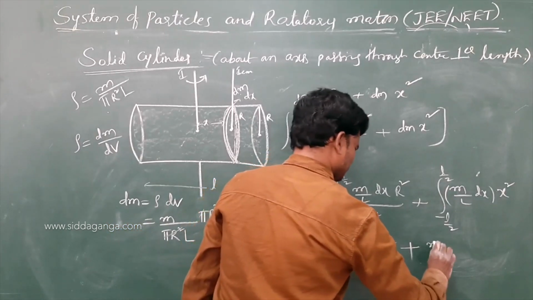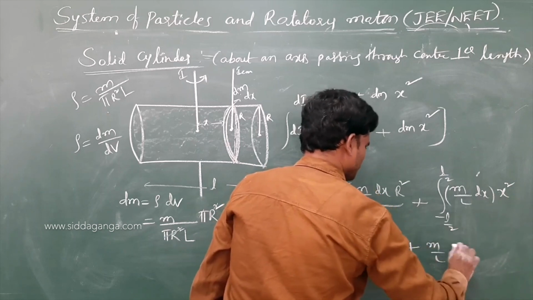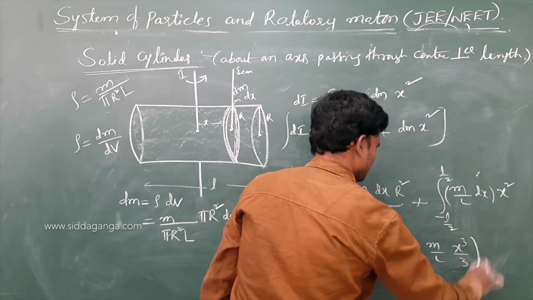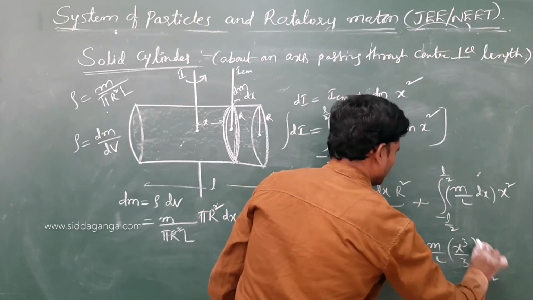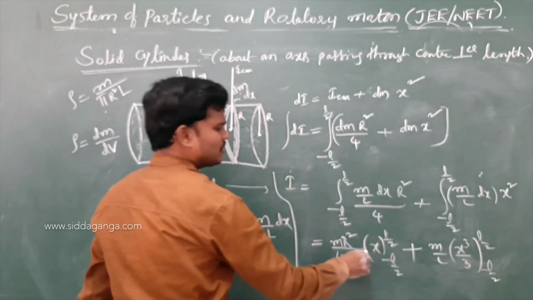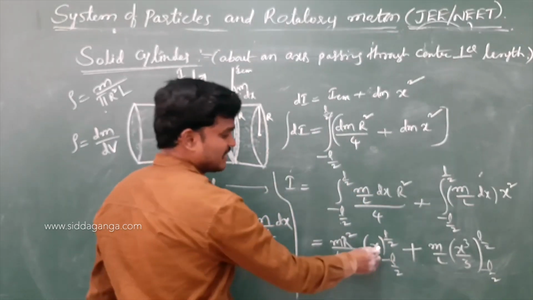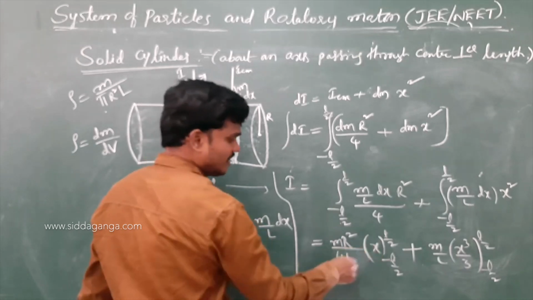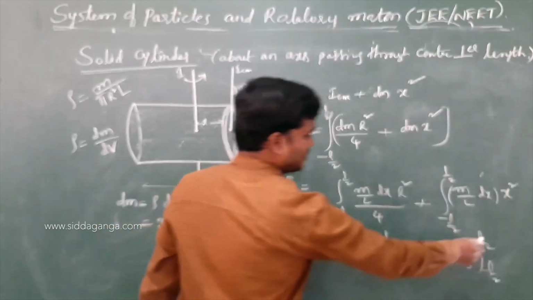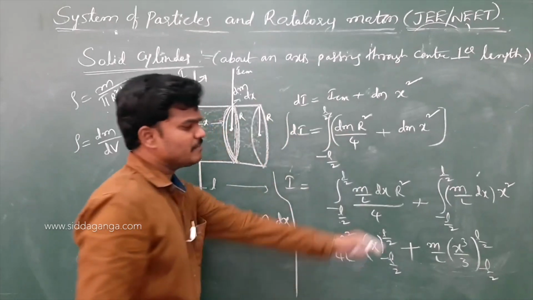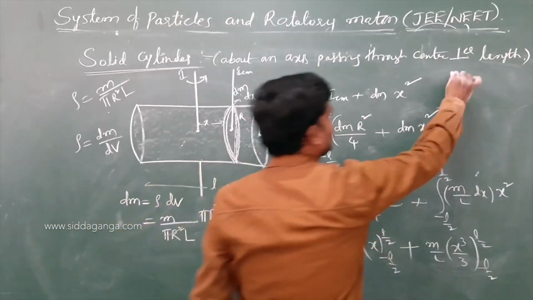Plus m by L is outside. X square integrates to x cube by 3. Apply the integration properly, L by 2 to plus L by 2. This is L by 2 minus of minus L by 2, minus of minus is plus, so this is L. L cancels here. Substitute the limits: L by 2 cube, L by 2 cube. You will get m L square by 12. So let me write here directly.